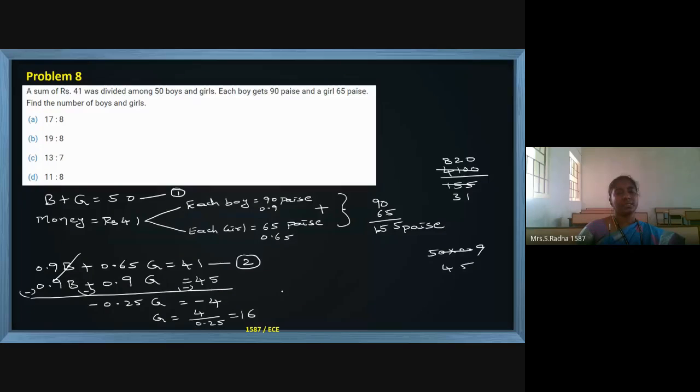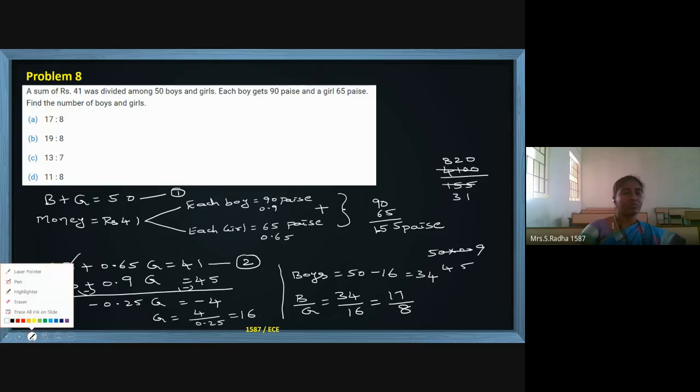So the number of boys is 50 minus 16, which is 34. They have asked to find the number of boys and girls, but in the options they have given the ratio of boys and girls. If you cancel with 2, it is 17 by 8. So 17 is to 8.